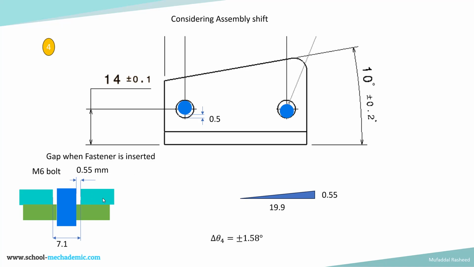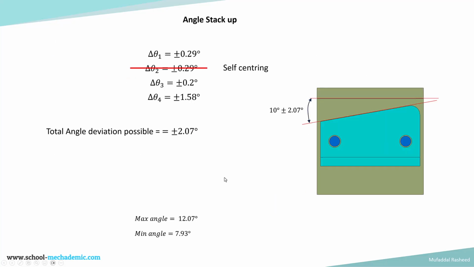So using this, we can calculate again using trigonometry. 19.9 is the center to center distance, and calculating using 0.55, we will get delta theta 4, which is plus or minus 1.58 degrees. You can see that this value is much higher as compared to the earlier ones. And the next step is to calculate the stack up.